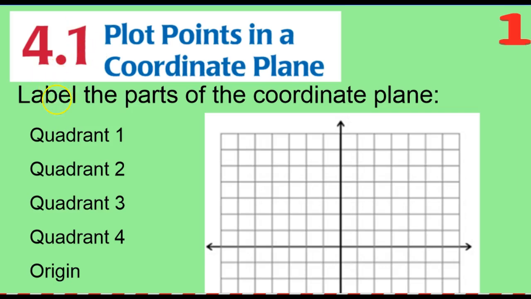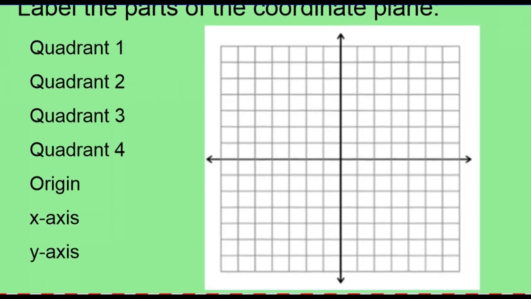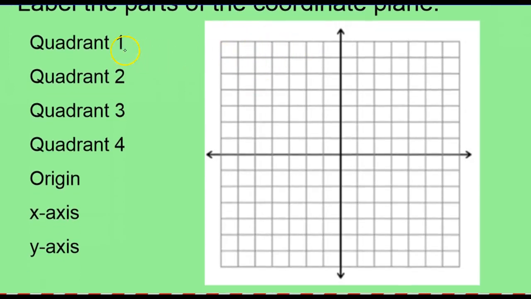We're going to start today by labeling the parts of the coordinate plane. Now our coordinate plane is this graph. The first thing we're going to do is label quadrant 1. Quadrant 1 always starts here in the upper right corner. This is quadrant 1. Now the quadrants go in counterclockwise order.